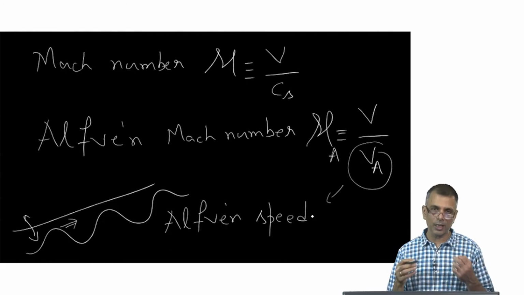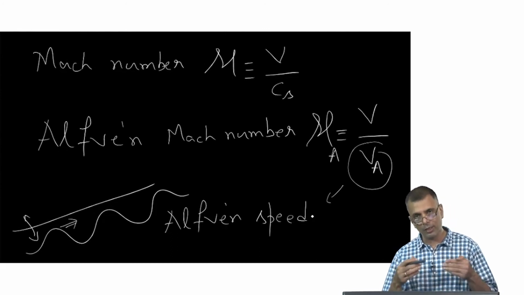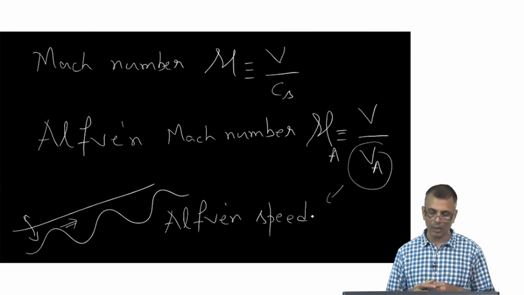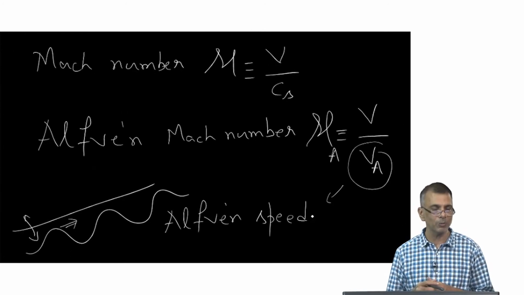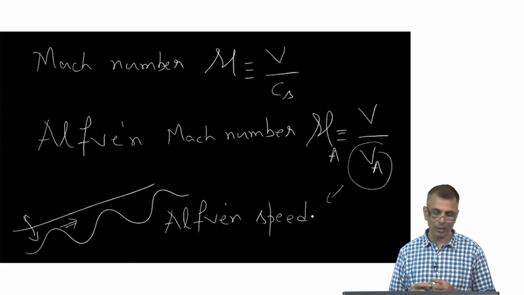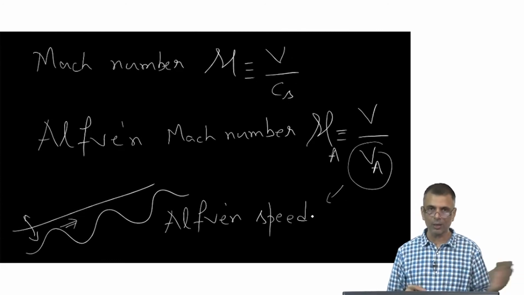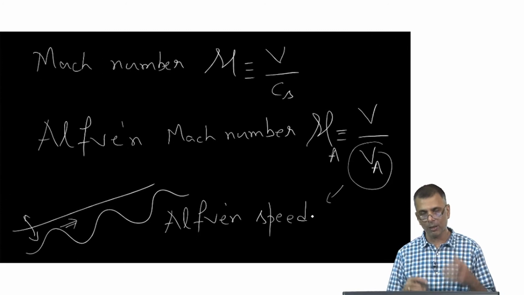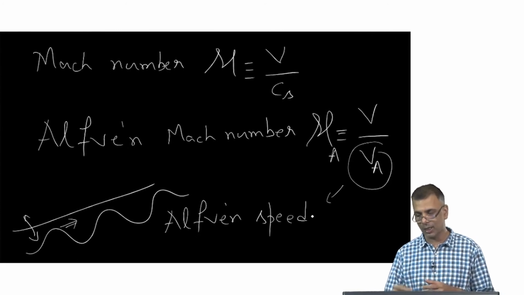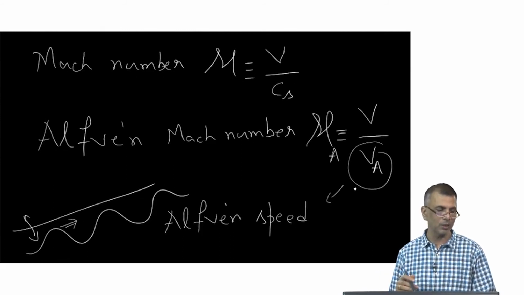Okay, so there's a characteristic speed which depends on the magnitude of the magnetic field and the density of the medium. Just like the sound speed is a characteristic speed in a non-magnetized gas, the Alfven speed is one characteristic speed in a magnetized gas. There are other characteristic speeds as well, but that's what it is. And the Alfven Mach number is the ratio of the flow speed to the Alfven speed.